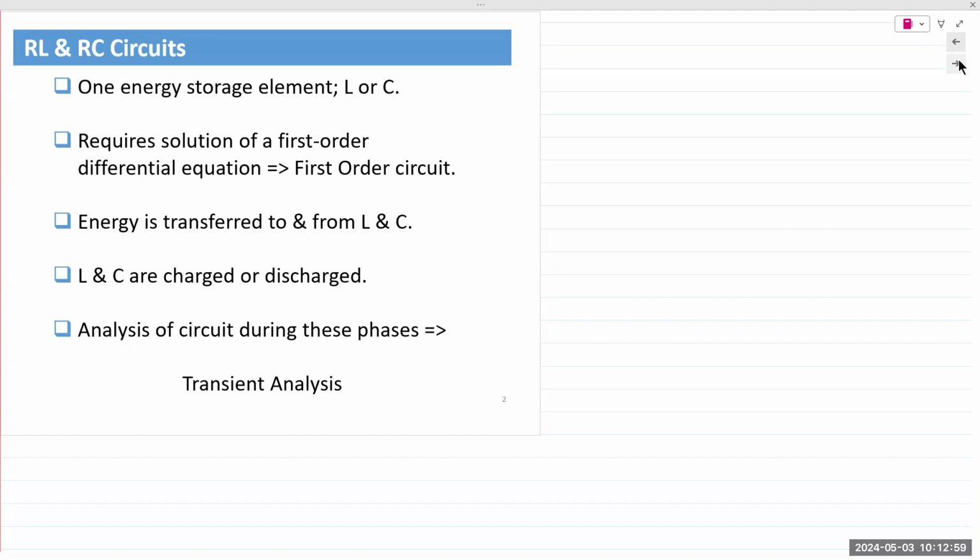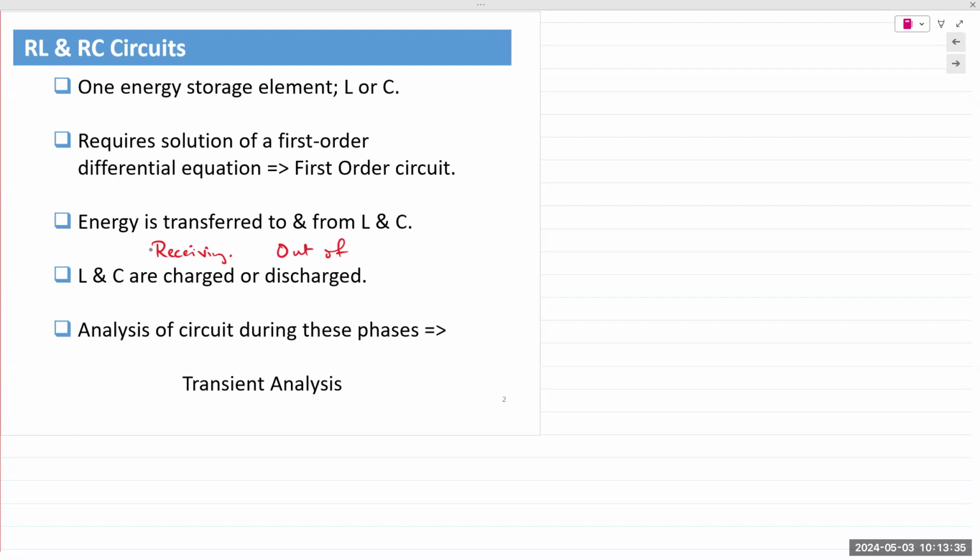All right. Energy is, of course, being transferred back and forth from the inductor and capacitor. When the energy is going into the components, or the inductor and capacitor are receiving the energy, we say that they are being charged. Or if they are sending the energy out of the components, then we say they are being discharged. Okay, so energy flows into the inductor and capacitor, we say they are being charged. Energy flows out of those components back into the circuit, we say they are being discharged.